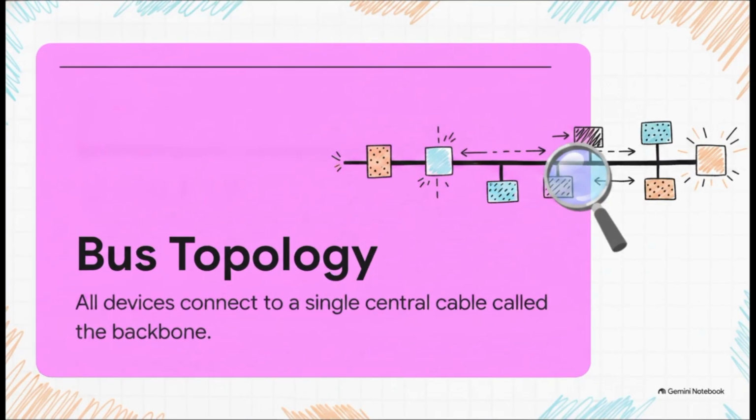First up is the bus topology. Picture this. Every single device shares one main central highway, which we call the backbone. Data travels straight down this backbone, and while every device technically receives the data as it passes by, only the intended recipient actually accepts it. This is exactly how early Ethernet setups were designed back in the day.